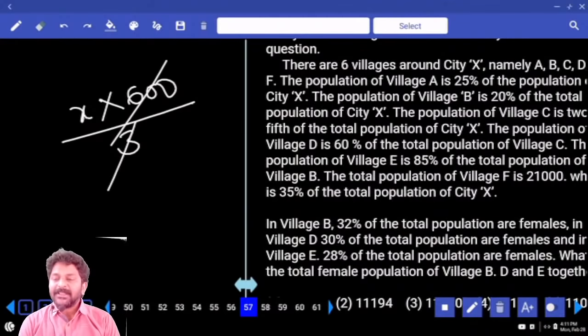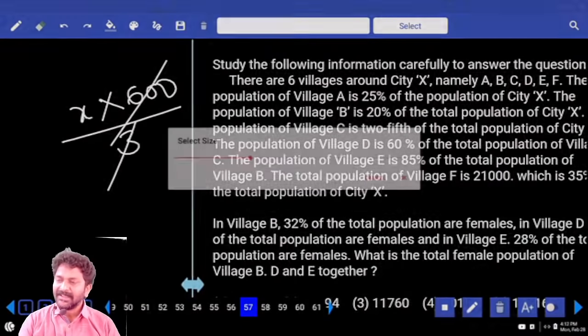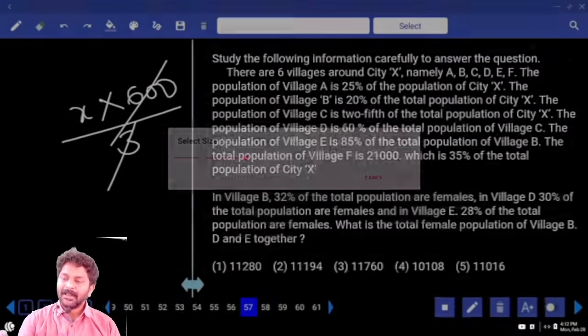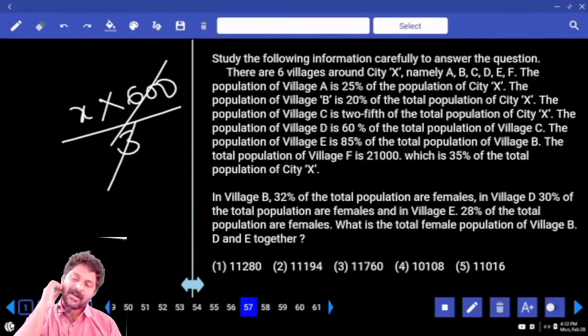In village B, 32% of total population are female. In village D, 30% of total population are female. In village E, 28% of total population are female. What is the total female population of B, D, E together? What is the total? Total is asked, not the average.